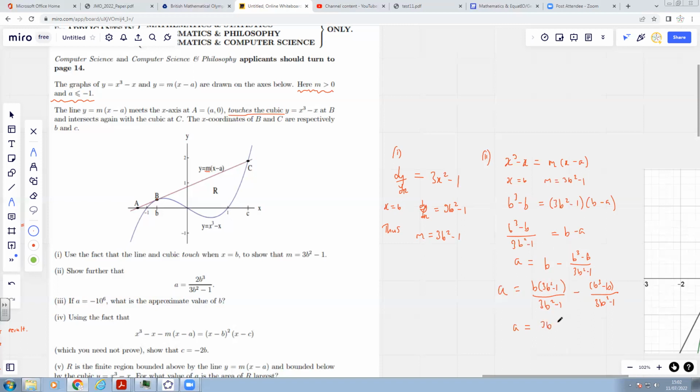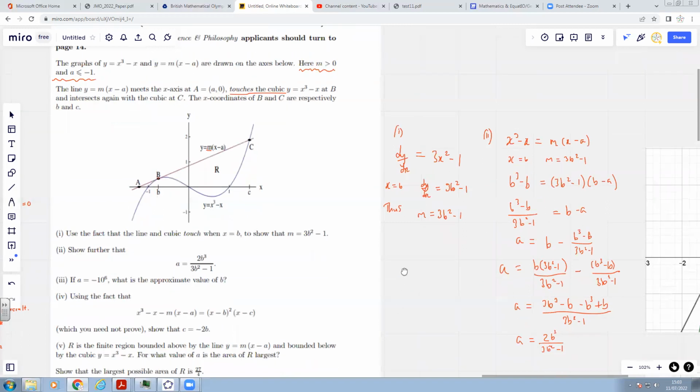Well, write it down, we'll do two more lines. 3b cubed minus b cubed plus b all over 3b squared minus 1. And there's our answer. A equals 2b cubed over 3b squared minus 1. And we've finished. Happy days. Okay, so that was part 2.